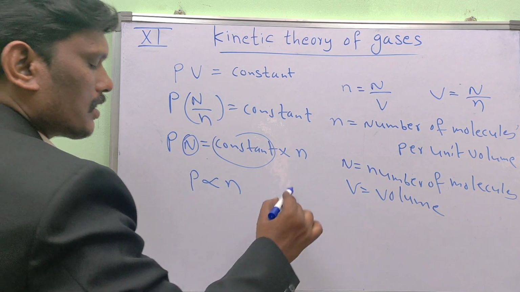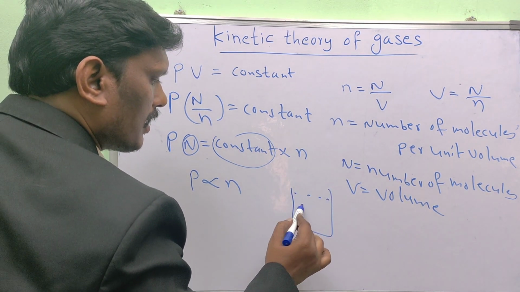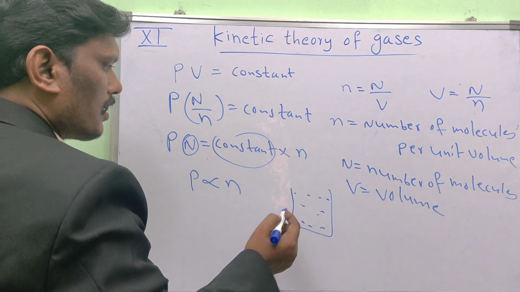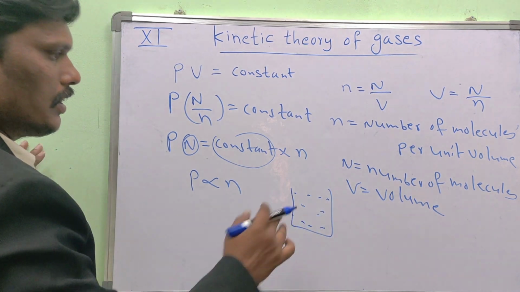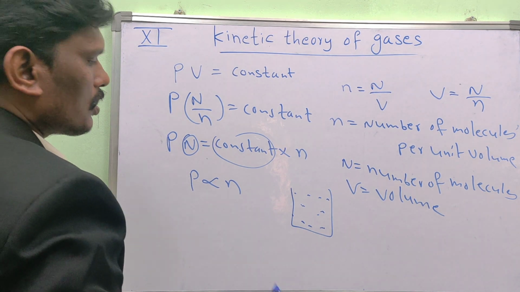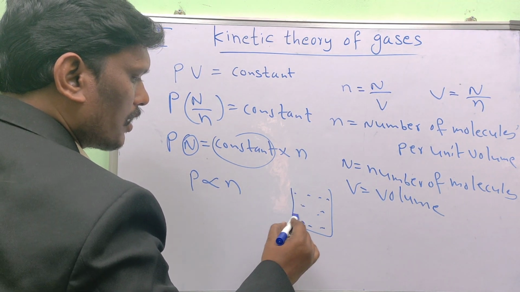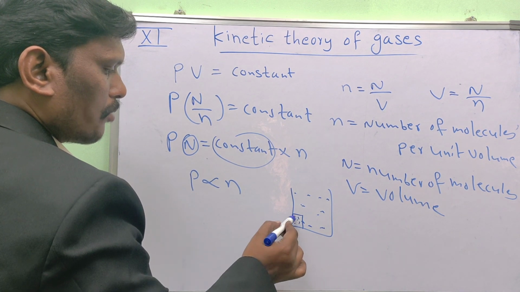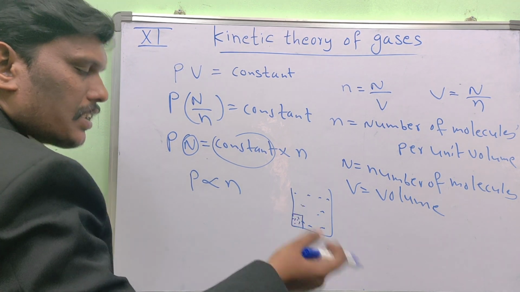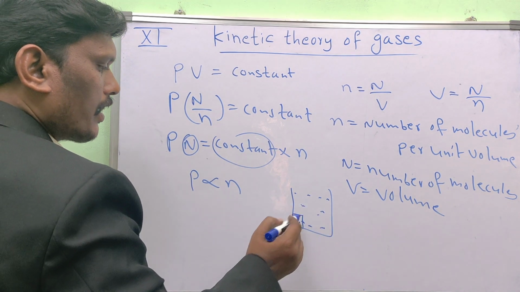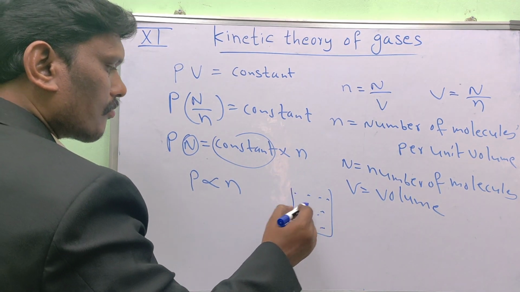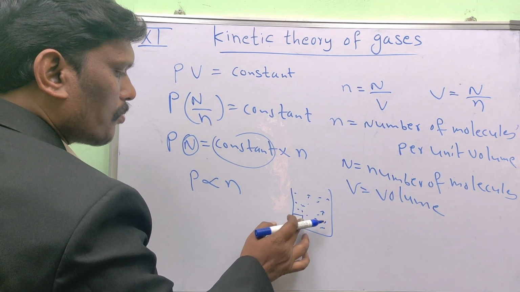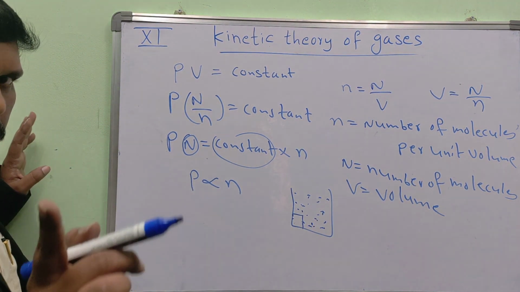What happens if pressure changes? Consider a gas in a vessel, where the total number of molecules is capital N. Number of molecules per unit volume means if I consider a unit volume in this situation, I calculate the number of molecules in it. If pressure changes, gas molecules will change their position. That's why the number of molecules in the unit volume will definitely change.